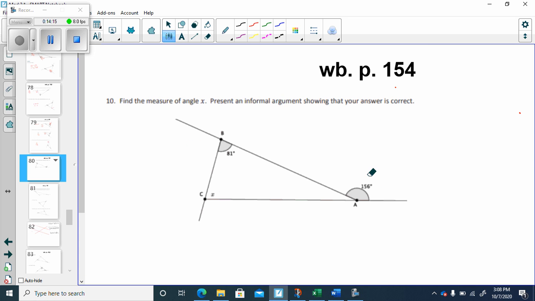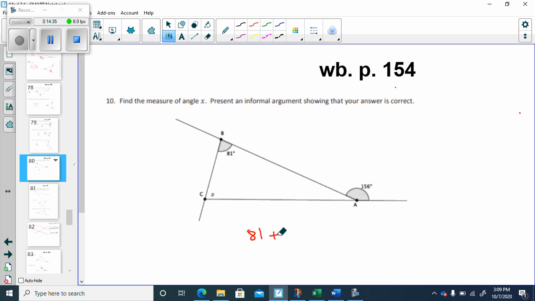And then on page 154, I've got the exterior angle. Do I have the two remote interiors? I'm missing this one. I don't have anything here to help me. What I do know is that these two angles add up to give me this one, right?